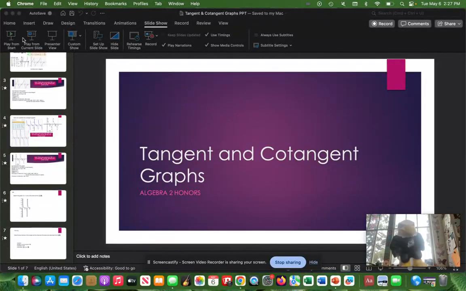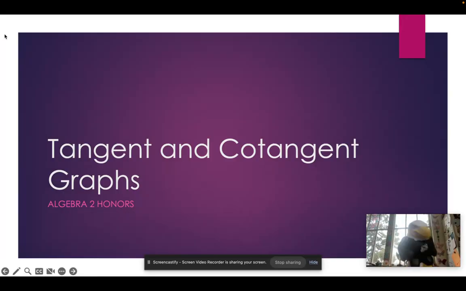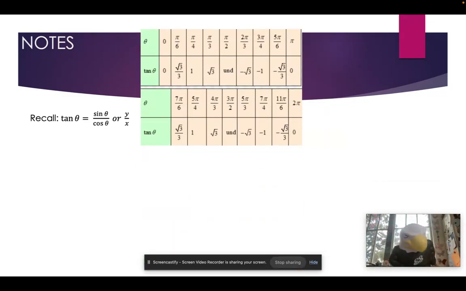All right, everyone. So let's go ahead and talk about tangent and cotangent graphs. Let's go ahead and take some notes. Let's just remember that the tangent is the sine divided by the cosine. That's the y divided by the x, by the way, y coordinate divided by x coordinate.